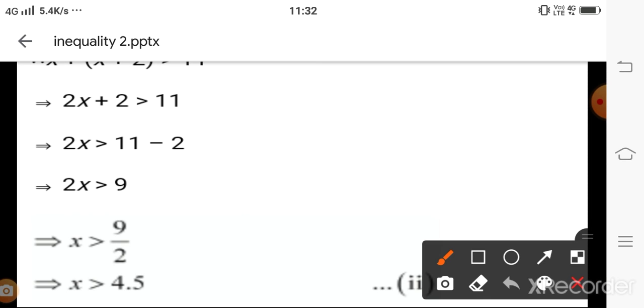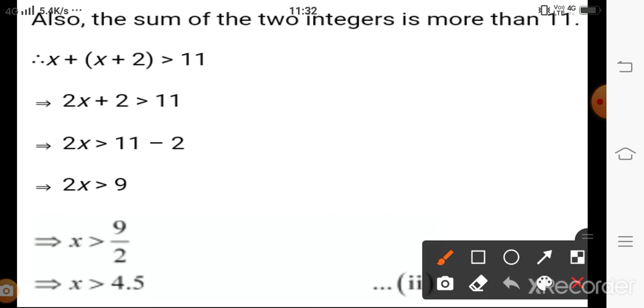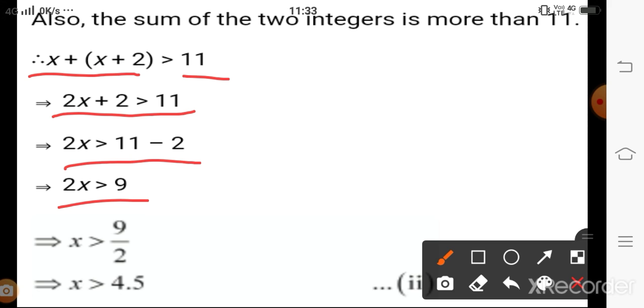Then similarly, the second condition is given. The sum of those two odd numbers. The odd numbers we are getting as x and x plus 2. If you add x and x plus 2, the sum should be greater than 11. Then here we are getting 2x plus 2 greater than 11. Then 2x is greater than 11 minus 2 on solving. 2x is greater than 9, and if you divide both sides by 2, we are getting 9 by 2, means x should be greater than 4.5.